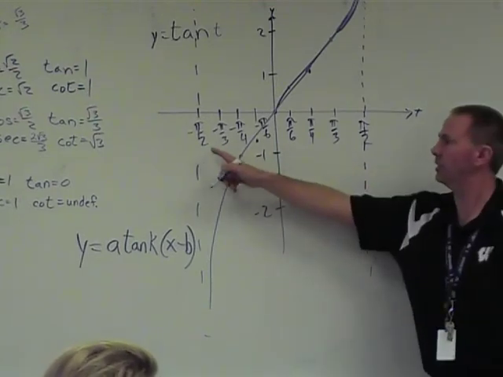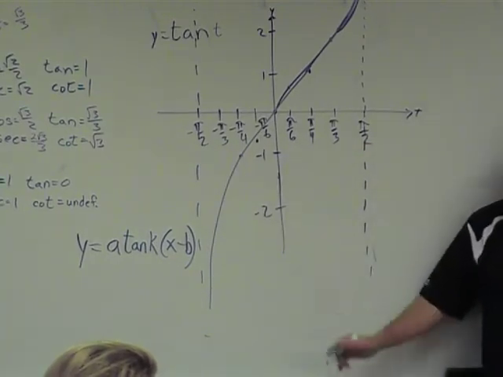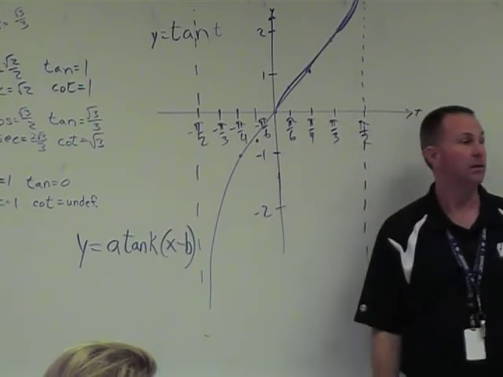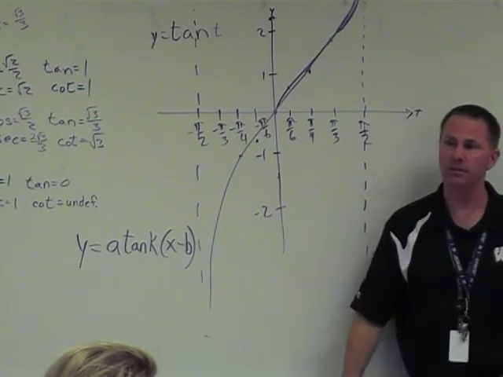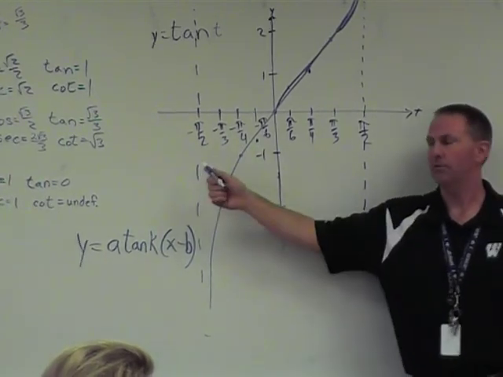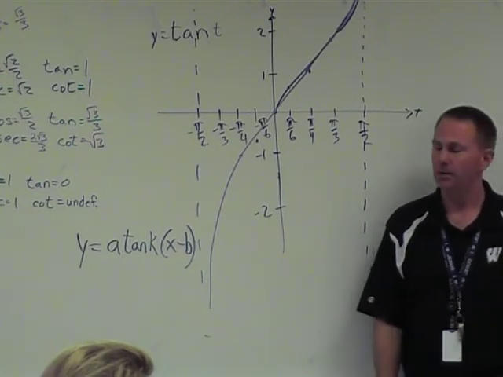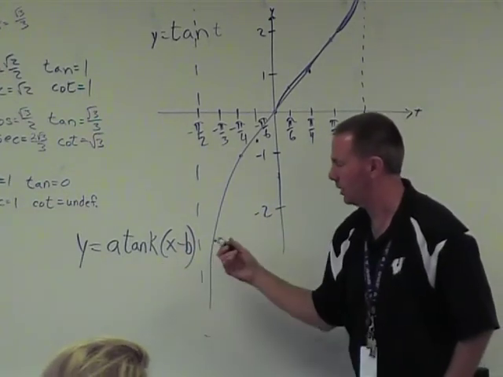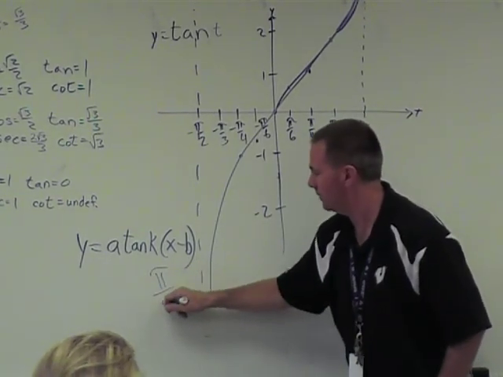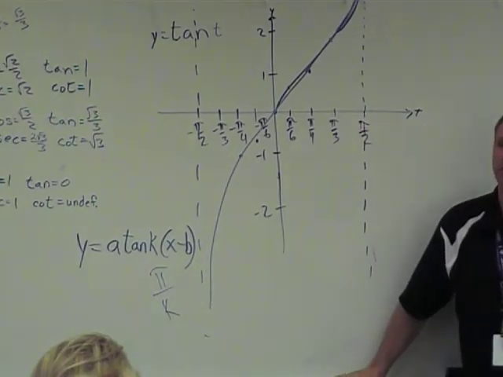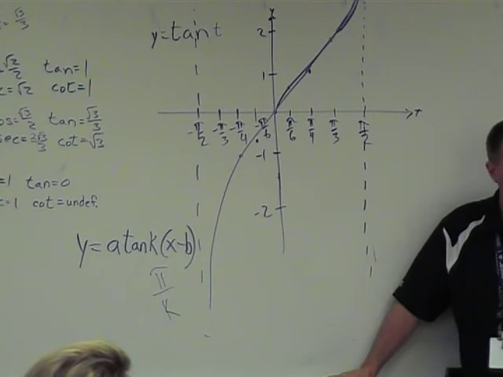In cotangent and tangent, the normal period is how far? What's this distance? Pi. Pi over 2 plus pi over 2 is pi, isn't it? Distance can't be negative. From the beginning to the end, it's pi. So, to find the correct period, instead of 2 pi over k, you're just going to use pi over k. It's the exact same thing as you did last night.